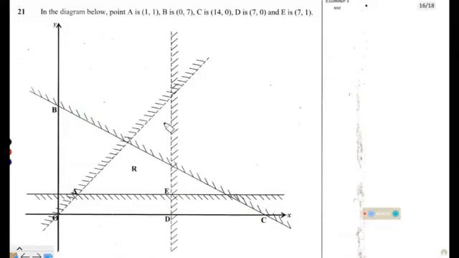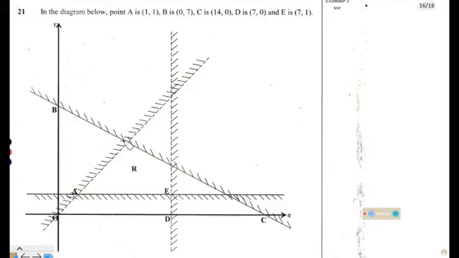So right here with me, I've got a question that is coming from mathematics paper 1 under the topic called linear programming. So this is question 21. The question reads, in the diagram below, point A is (1,1), point B is (0,7), point C is (14,0), point D is (7,0), and point E is (7,1).